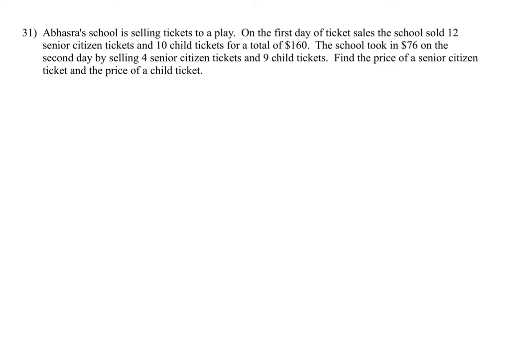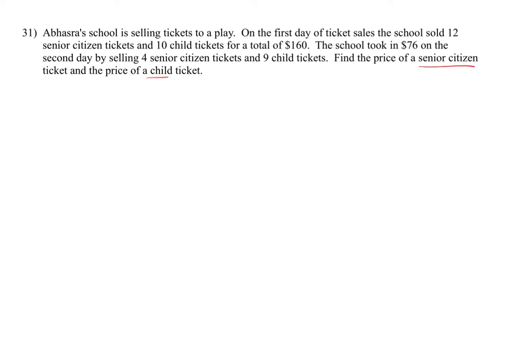So Haphazard School is selling tickets to a play. On the first day of ticket sales, the school sold 12 senior citizen tickets and 10 child tickets for a total of $160. The school took in $76 on the second day by selling 4 senior citizen tickets and 9 child tickets. Find the price of the senior citizen ticket and the price of the child ticket. You can clearly see what's going to be your variables, right? So they are asking in that last question the price of senior citizen and the price of child.